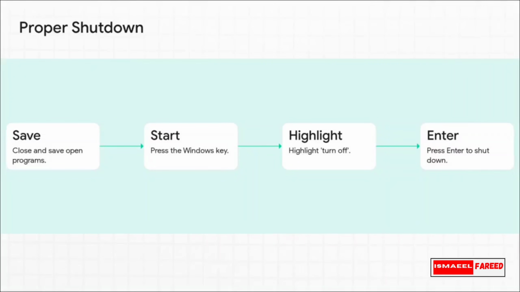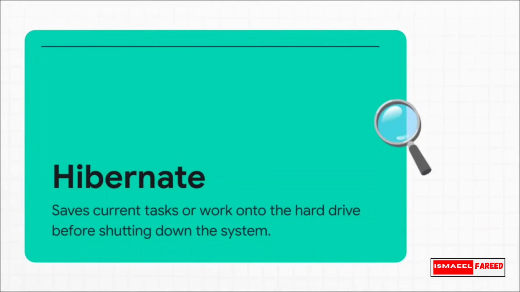So here is the proper sequence you should really always follow. Step 1 is absolutely critical. Close and save all your open programs and information. Seriously, you do not want to lose your hard work. Next, you activate the Start menu, typically by pressing the Windows key on your keyboard. Then, just use the up arrow to highlight the Turn Off option, and finally, hit the Enter key. This safely tells the software to power down the hardware.